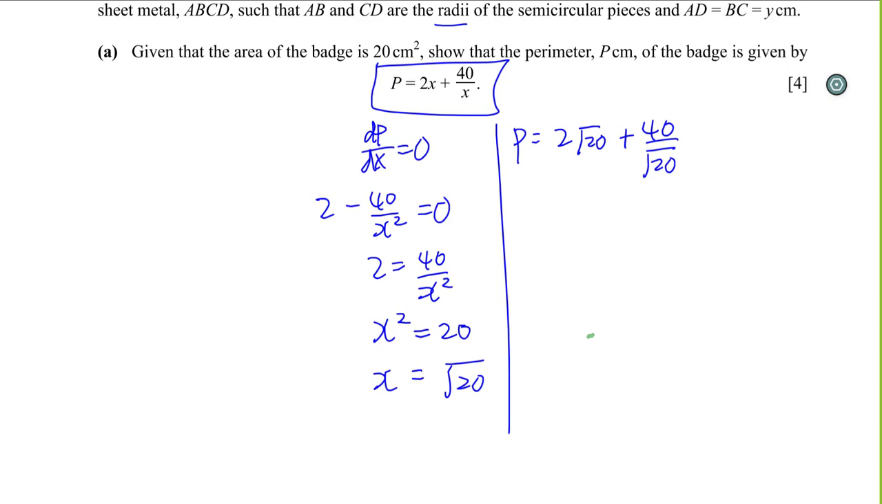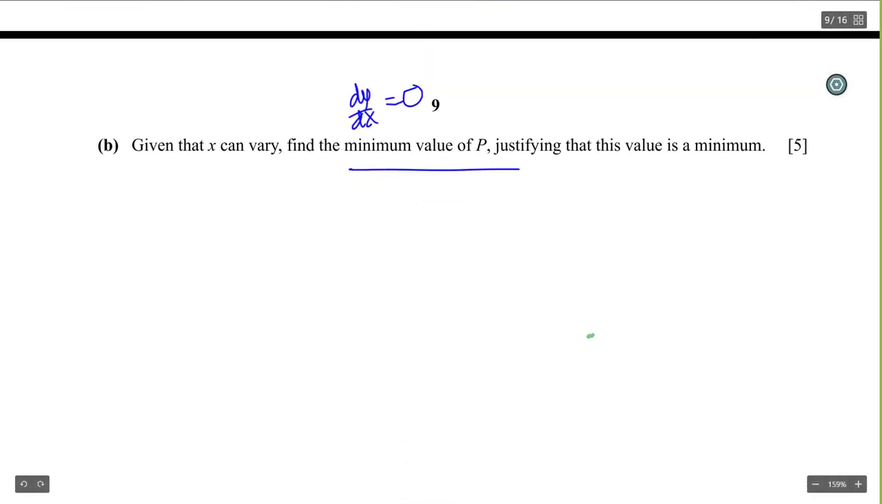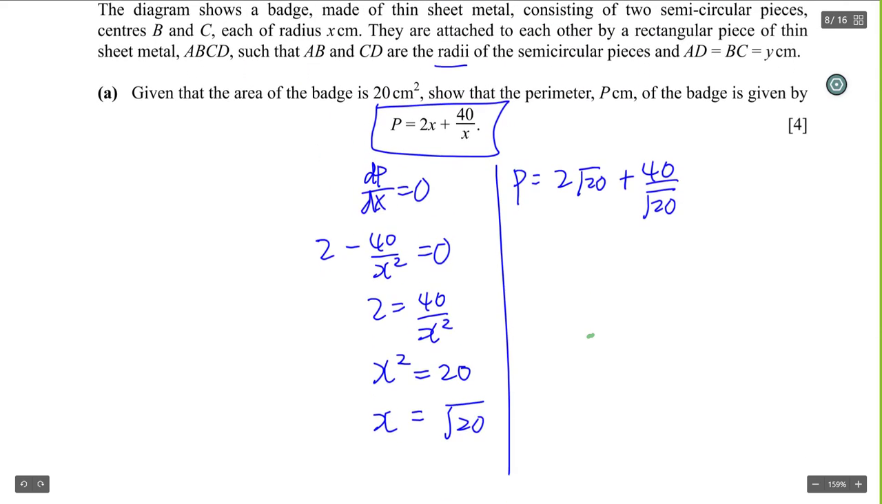Does the question say anything about exact form? No, right? So if the question doesn't ask us to leave in exact form, I will just leave it in 3 significant figures. So I will solve this one: 2 square root 20 plus 40 over square root 20. So this is 8 surd 5. You can leave it as 8 surd 5 or 17.9 cm.